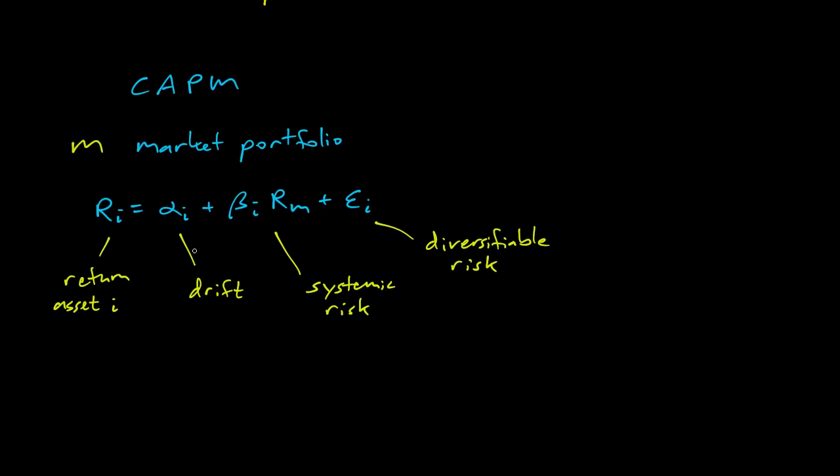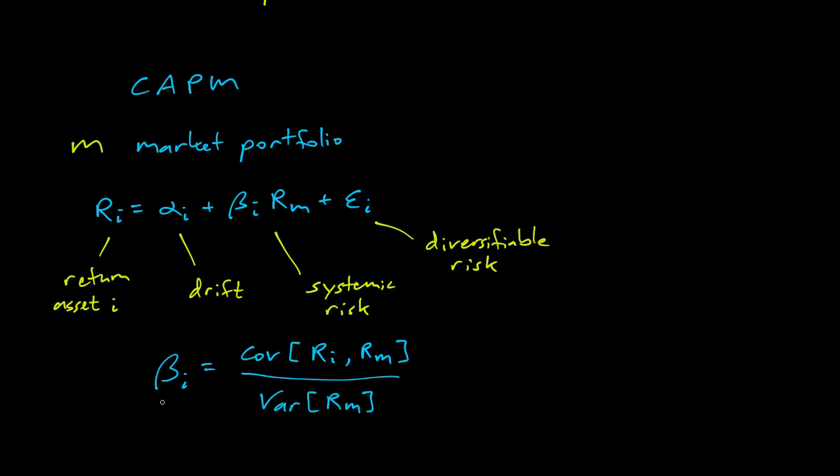So how do you find the betas? Beta is the covariance of the return with the market return over the variance of the market return. And so this is the model here. We have a definition for finding the betas, and then we have a formula for the returns on every asset.